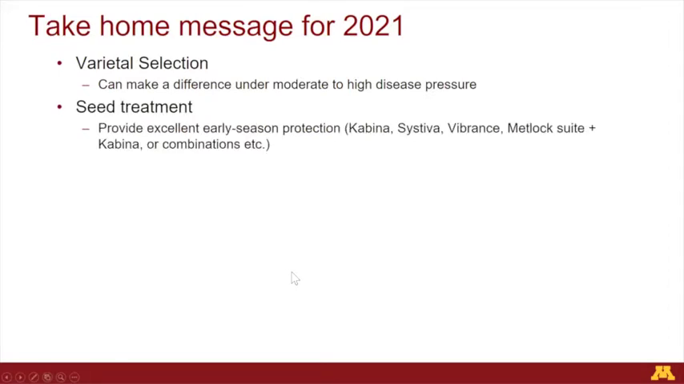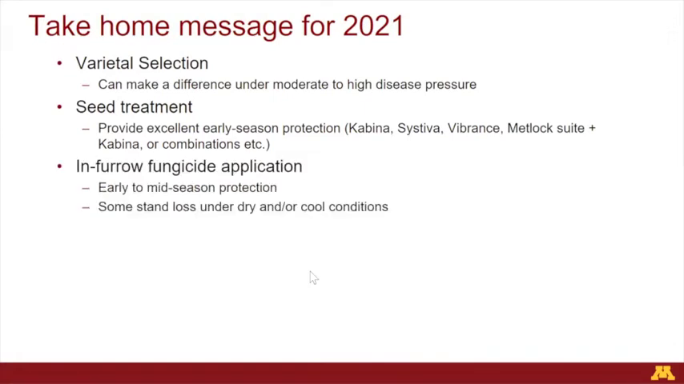And seed treatments, most of the seed treatments that we have labeled right now for rhizoctonia do an excellent job, but count on them for only 4 to 5 weeks, or at most 5 to 6. And in-furrow fungicides, the key is the protection will last at least until mid-season if you do the in-furrow application. But if you have light soils or if the conditions are cooler or drier during emergence, they could hurt some stands. But what we observed was if you have severe rhizoctonia, the benefits of in-furrow fungicide are actually better than some of the risks that you have.